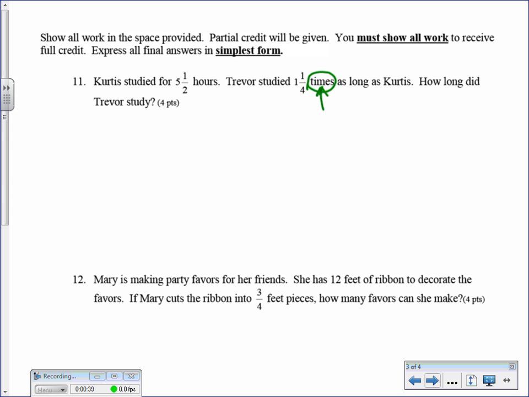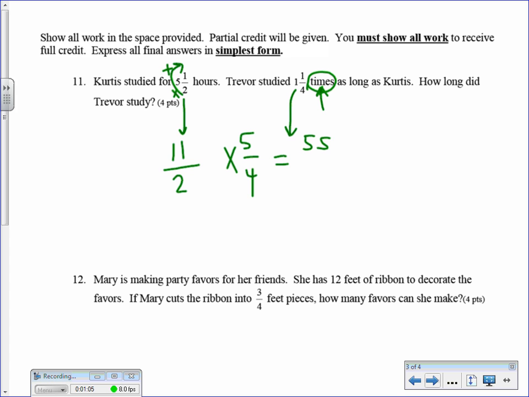This one's multiplication. Now, of course, to multiply fractions, you need fractions. The key word here is times, right? How do you turn this into a fraction? 2 times 5 is 10, plus 1 is 11, 11 halves. 4 times 1 is 4, plus 1 is 5, 5 fourths. All right, so right there, there's 2 points. You remembered that you need fractions to multiply fractions.